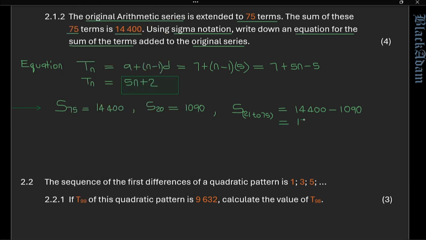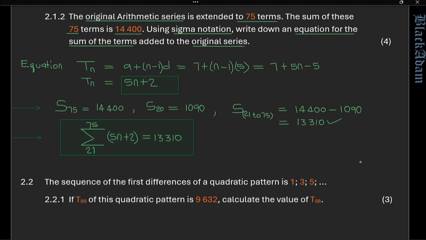That's going to be 13310. And that's the sigma notation, starting from 21 and ending in 75. So we have the equation there, the 5n plus 2. The sum gives us 13310. That's our answer.